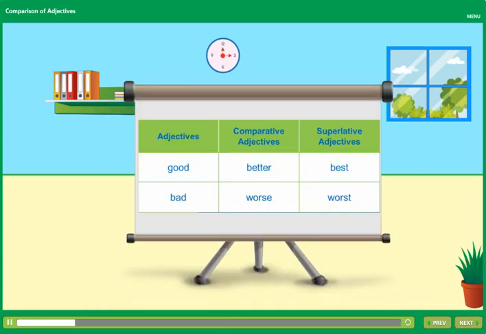There are some words that have completely different comparative and superlative forms. These are called irregular adjectives. Look at some examples here.